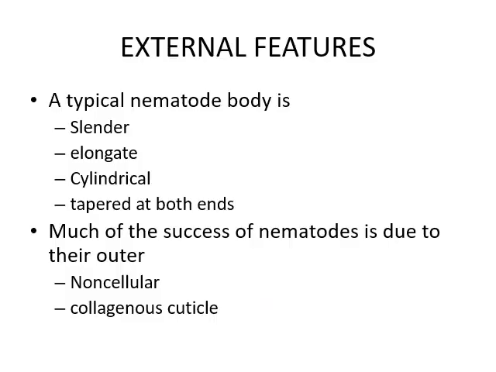Now the external features. A typical nematode has a cylindrical, elongated body that grows in length and is tapered at both ends. Both ends will be tapered or tip-like. Much of the success of nematodes is due to their non-cellular collagenous cuticle. Basically this cuticle is very important for their parasitic mode of life, for their safety, for their protection.